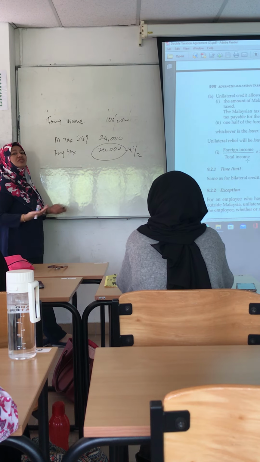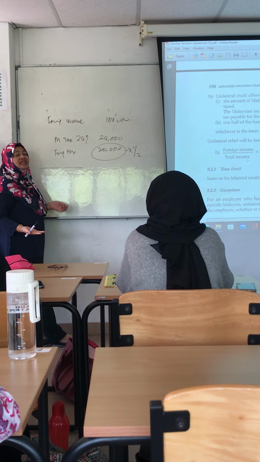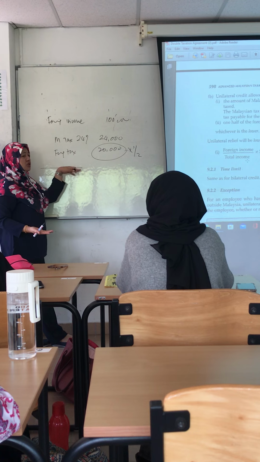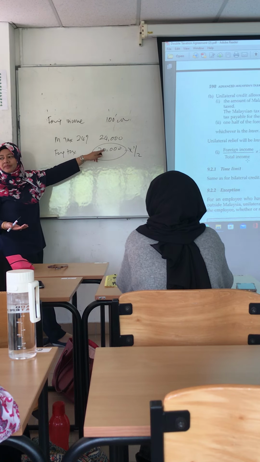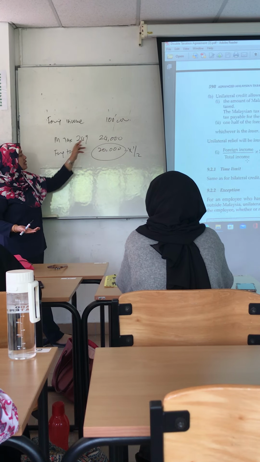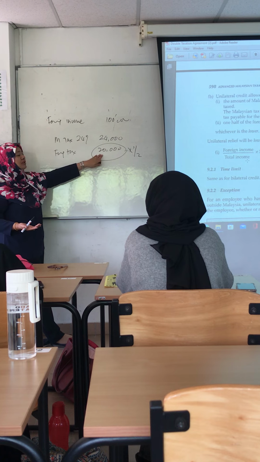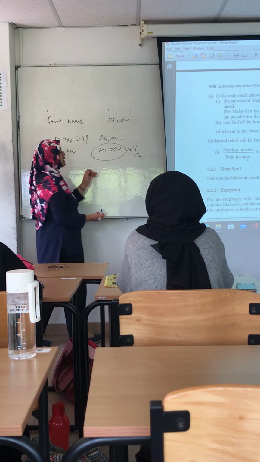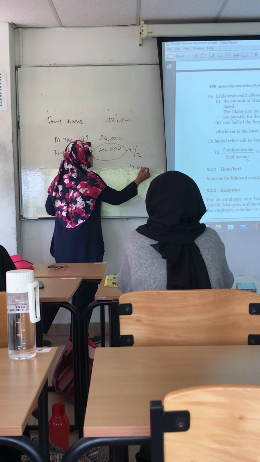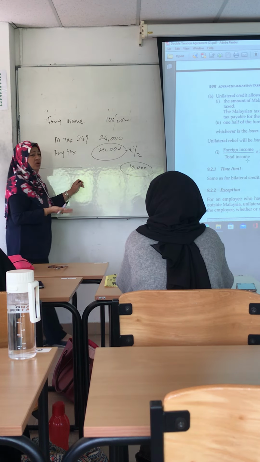Why? Because there's no agreement between the countries, so the credit given is whichever is lower. So you still compare your Malaysian tax on the foreign income, which is 24%, right? Foreign income, Malaysian tax payable is 24,000, but the foreign tax that you pay is 20,000, but you have to times by half. So when 20,000 times by half, it's only 10,000. And the law says that whichever is lower.